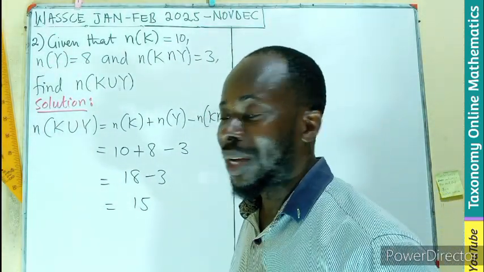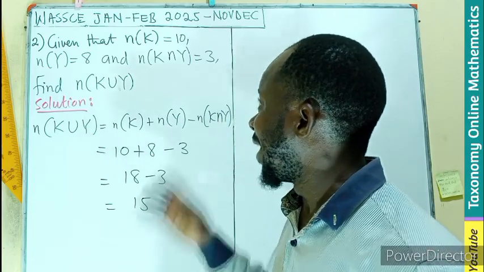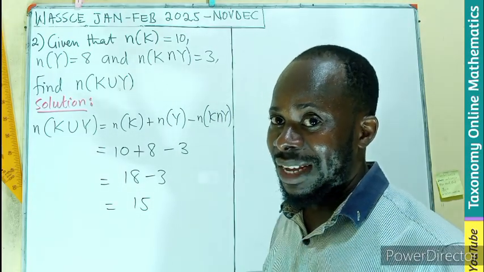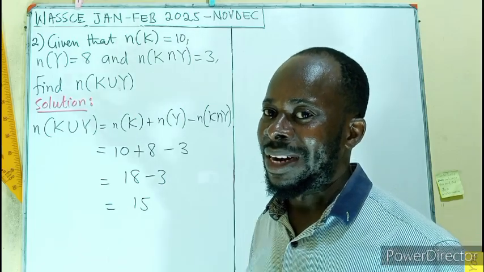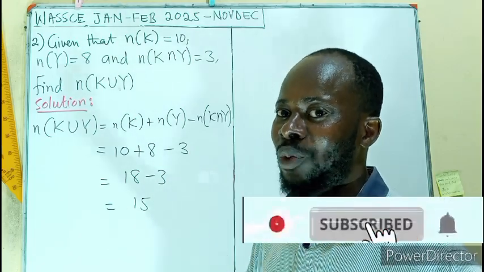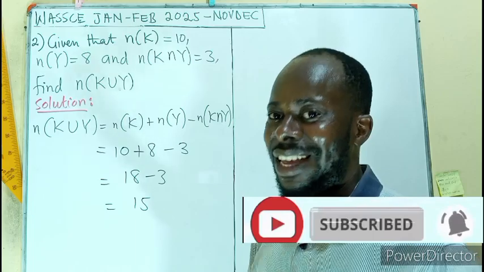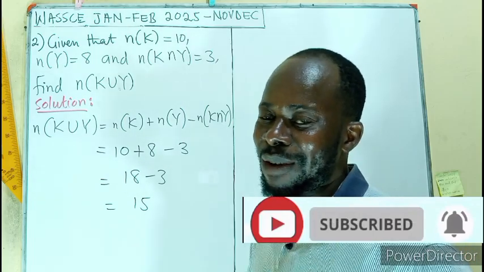Very simple question given in the WASSCE 2025 February edition of the NOVDEC. Remember, this is question 2. So we have to be able to prep your appetite before the rest of the questions follow.